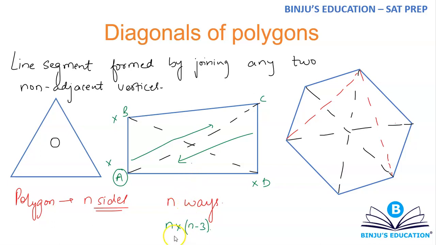So this n into n minus 3 will be divided by 2, because as of now you're starting with A, so you have one diagonal, that is AC. When you go to C, you can again say that you have a diagonal CA, but AC and CA are one and the same thing. Remember that the naming in geometry is for our own convenience, it's not for the figure's convenience. So that's why I'm going to divide this by 2. So how do you calculate the number of diagonals? It's n into n minus 3 divided by 2.